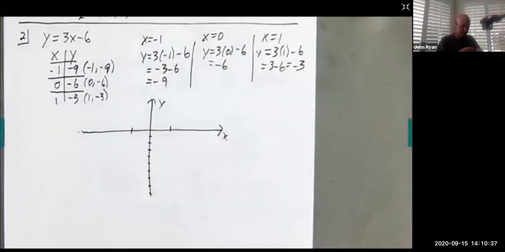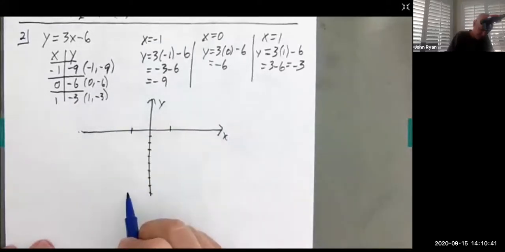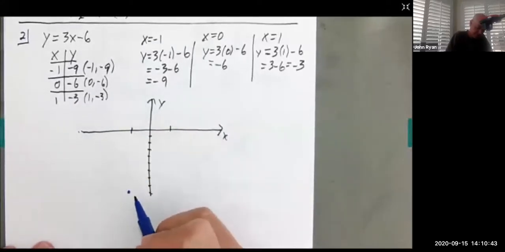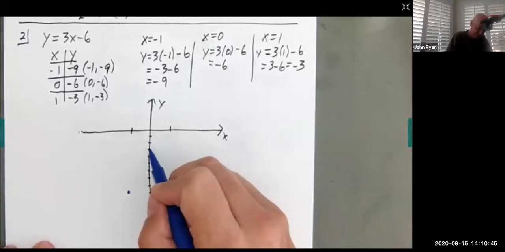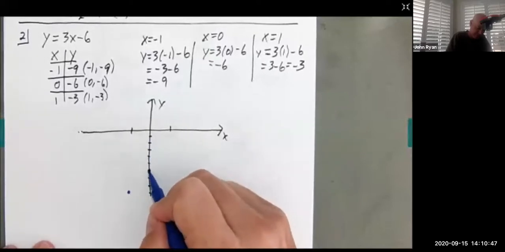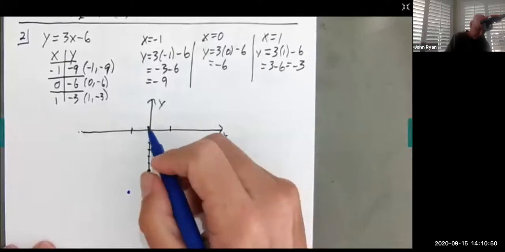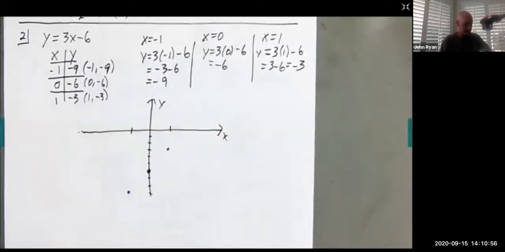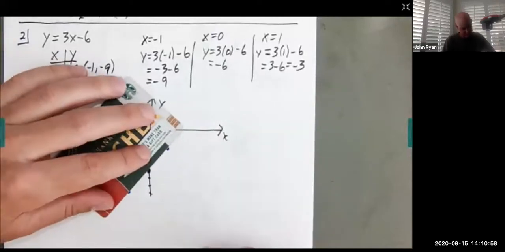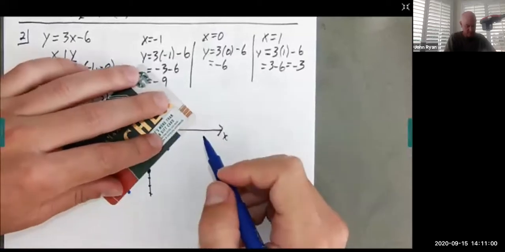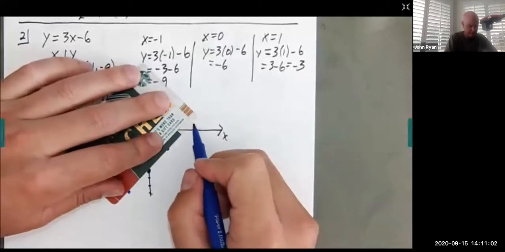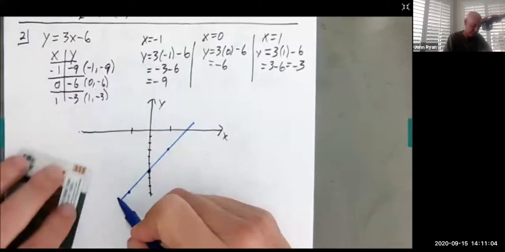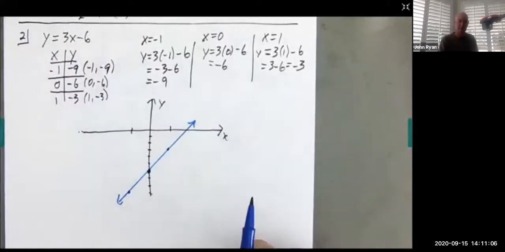And I'm now going to plot the points. (-1, -9) is way down here. (0, -6), 1, 2, 3, 4, 5, 6 is there. And then (1, -3), 1, 2, 3. And you can see they all make up a nice straight line there. Use my Starbucks card to make a nice straight line. There you have it.